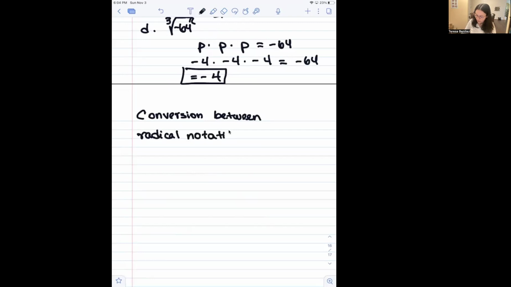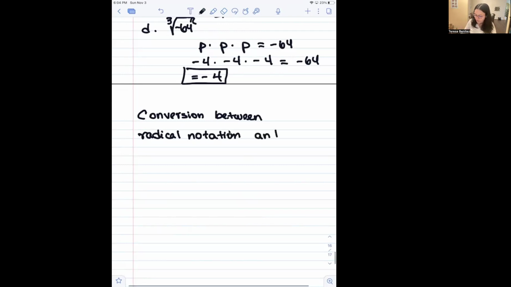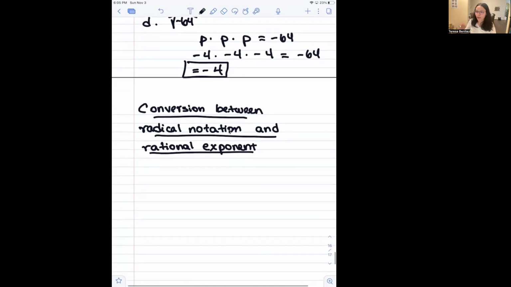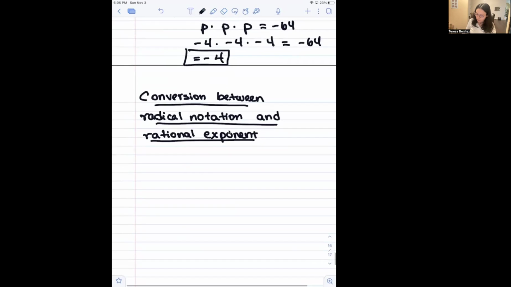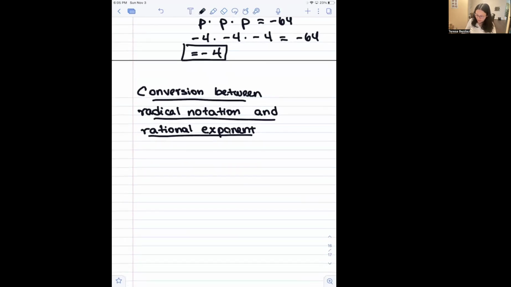Conversion between radical notation, which is what we just learned, square root or nth root, and rational exponents. Rational exponents means an exponent where I have a fraction, okay? So x to the power of 1/2, for example. All right, so bear with me here. This will be my rational notation.